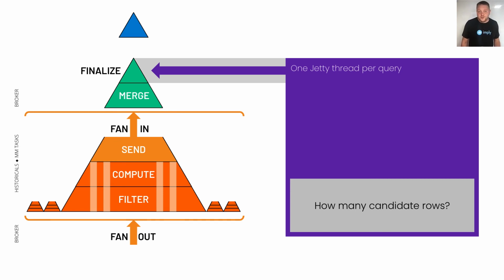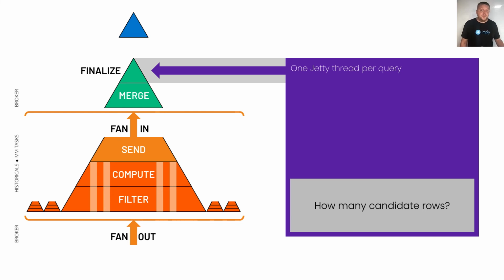Now let's go to the finalize stage after the data has been merged by the broker. We've just got one more step. Now, this, just like the final step on each data process, happens in just one thread. That's in just one Jetty thread per query on the broker, and it is a final bottleneck. Neither adding more cores nor adding more brokers is going to help you solve a problem at this layer.